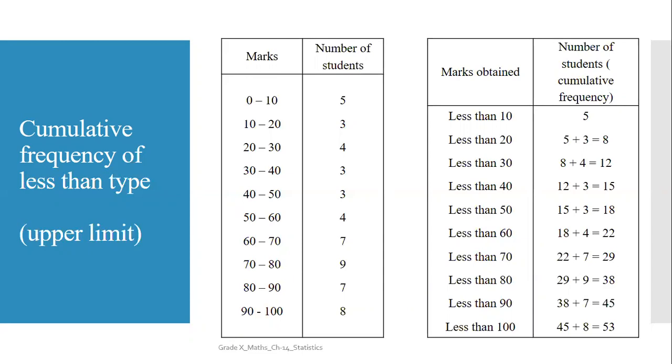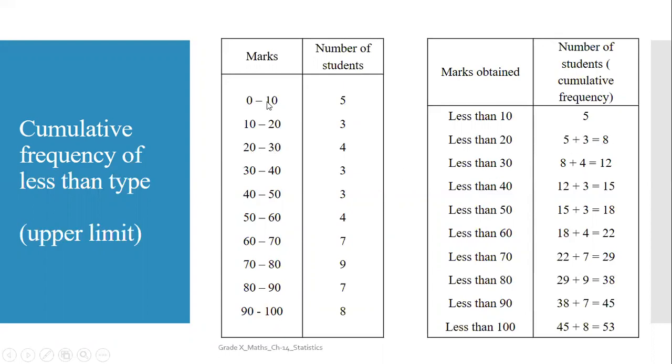In this, we are going to consider the upper limit. For example, 0 to 10, upper limit is 10. So we will write less than 10. 0 to 10, so less than 10, the whole of 5 students will come here in the cumulative frequency column. For the next one, it would be less than 20, which is the upper limit. Less than 20 will include 0 to 10 as well as 10 to 20. So that would be 5 plus 3, which is 8.